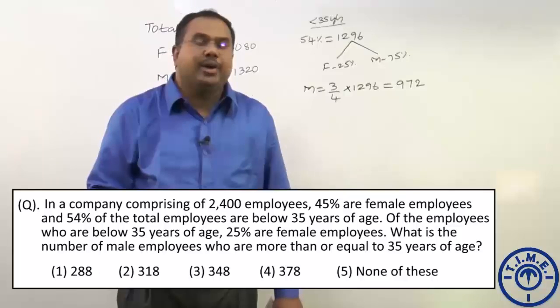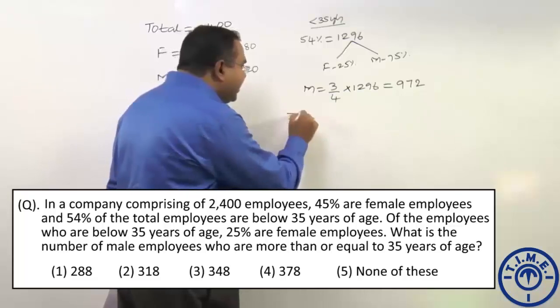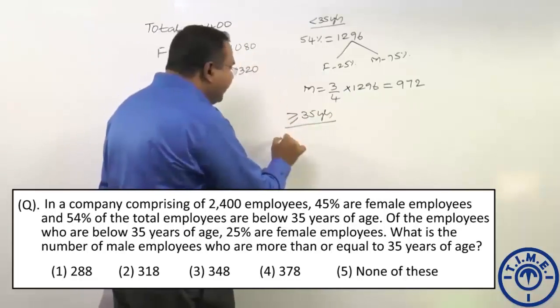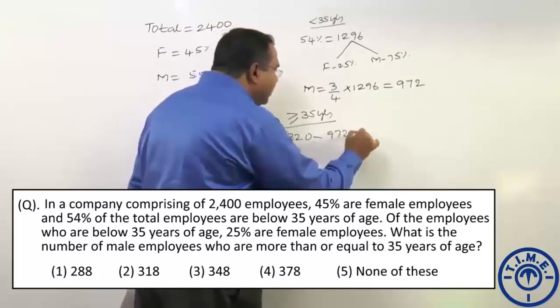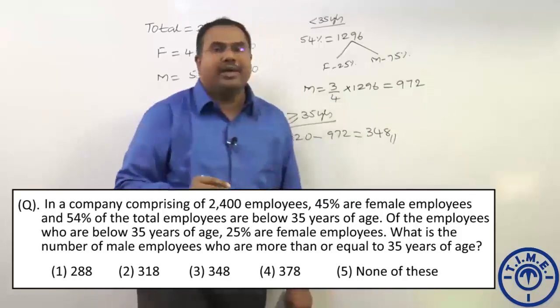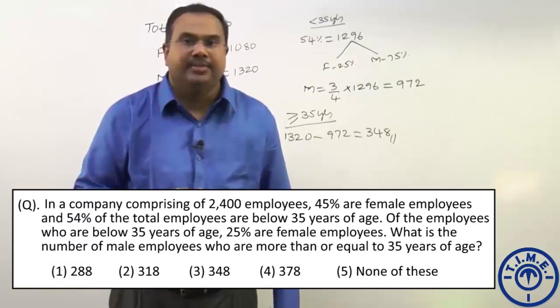We want males who are having more than or equal to 35 years. Greater than or equal to 35 years is nothing but total males, 1320 minus 972. This is equal to 348. So, the number of males who are greater than or equal to 35 years is equal to 348.